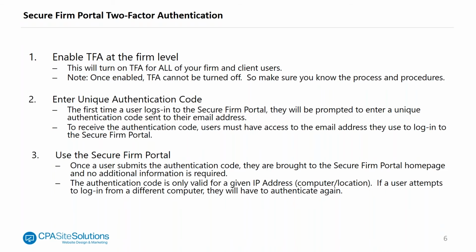Our secure firm portal, the CPA Site Solutions secure firm portal, I'm going to walk through this, and then we're going to show it to you, and then I'm going to talk about it again. It requires really 3 steps. Number one, we need you to enable two-factor authentication at the firm level. That means your firm administrator will need to turn on two-factor authentication, and that turns on the feature for all of your firm users and all of your client users. So once you turn it on, it cannot be turned off.